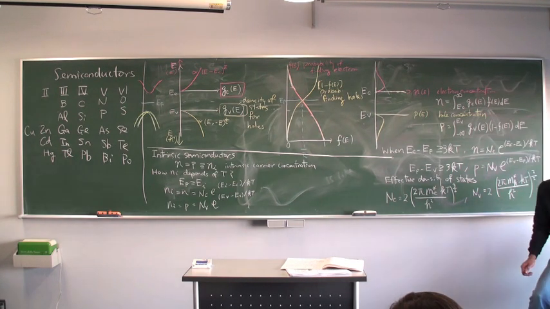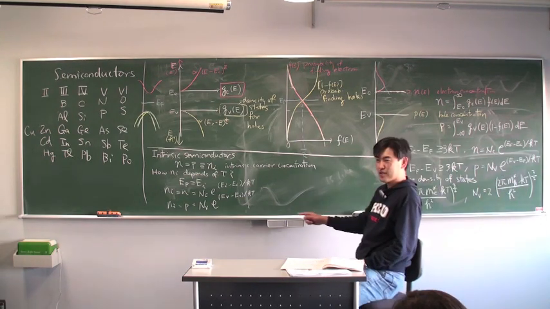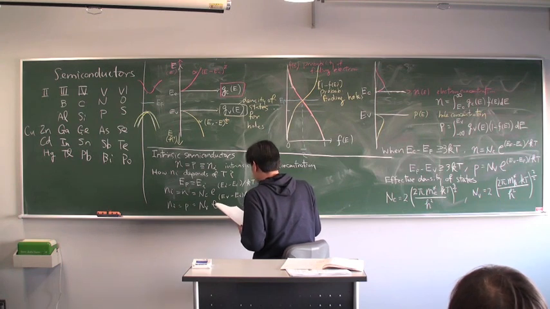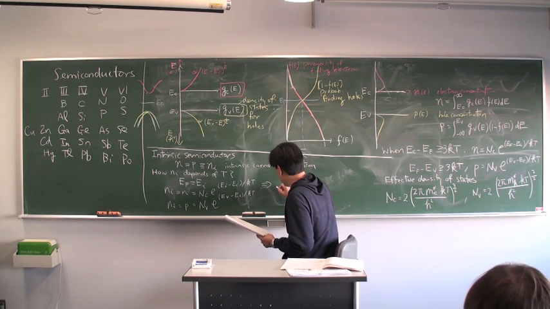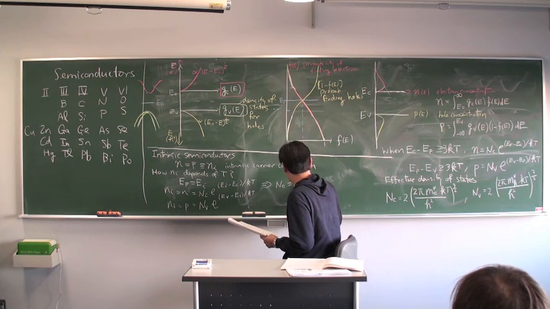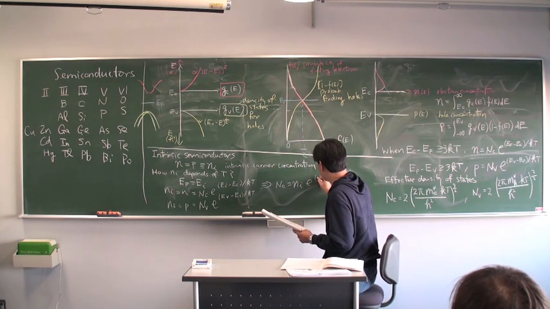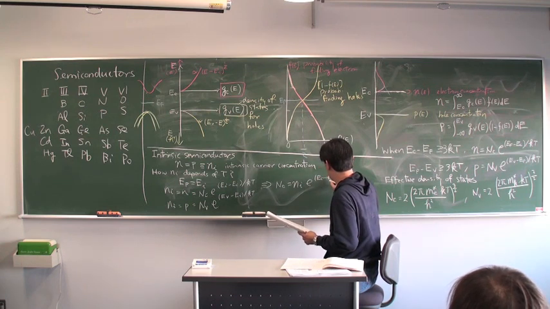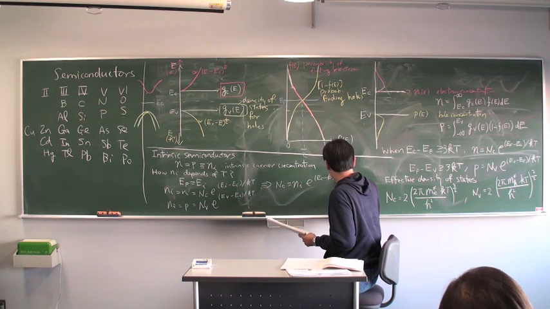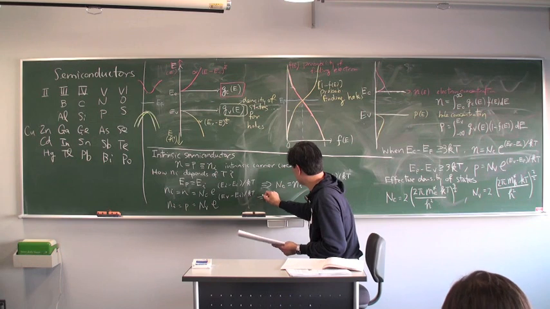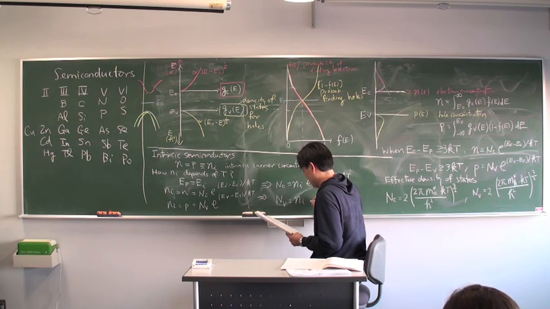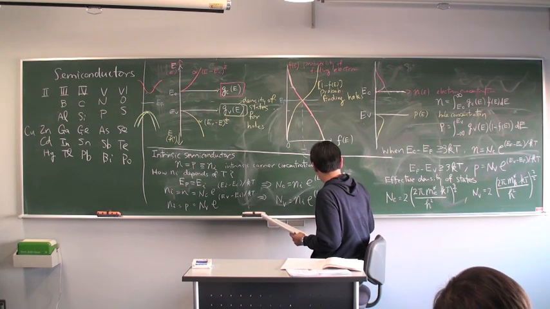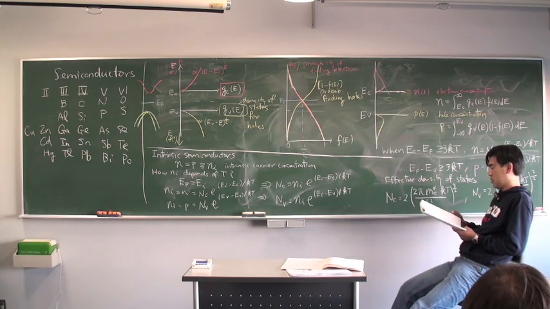So this is where these equations come from. With the top equation, I get NC equals Ni exponential of EC minus EI over KT, and from the bottom equation, NV equals Ni exponential of EI minus EV over KT. Okay?